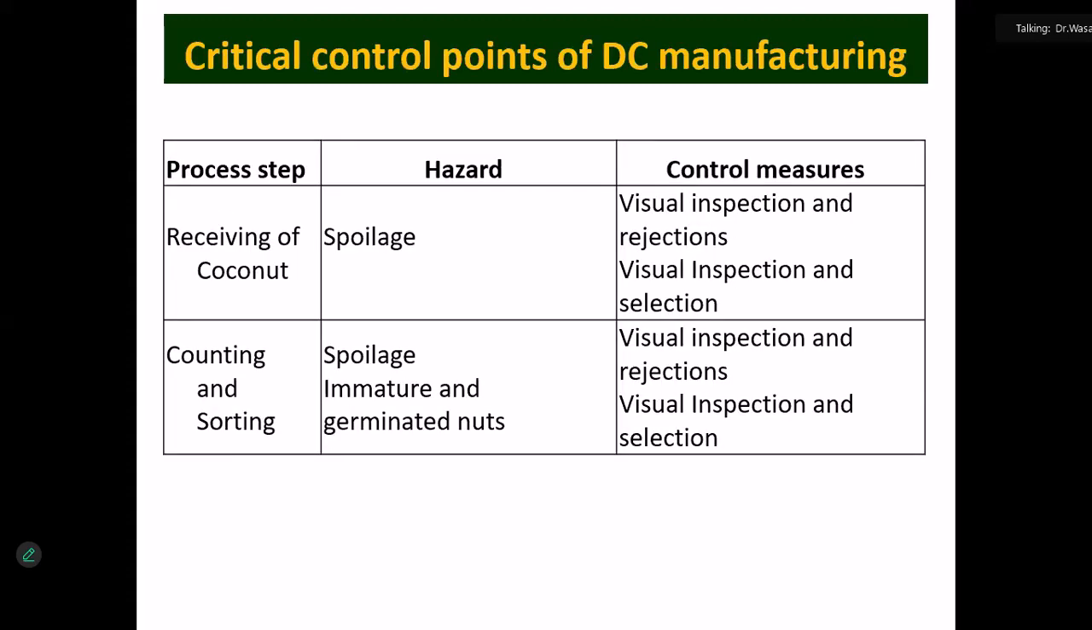Finally, we are going to discuss quality control of DC. Critical control points of DC manufacturing. We call it HACCP. You have done in other subjects. HACCP, hazard control at critical control point. That is ISO 22000, HACCP. That's a certification required for export.